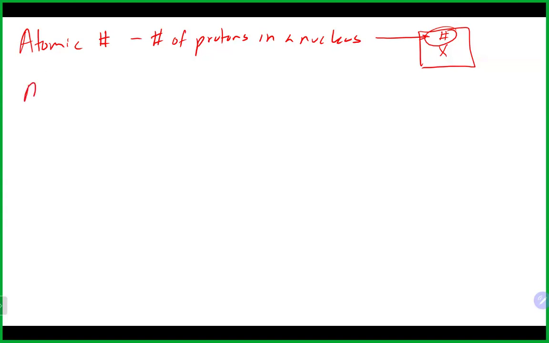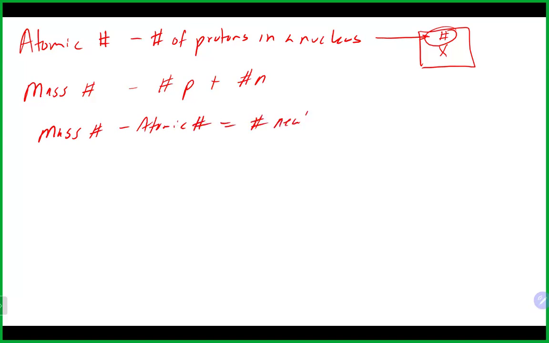That's not to be confused with the mass number, and the mass number is the number of protons plus the number of neutrons there are. And you could use both of those things: if you take the mass number and subtract the atomic number from it, that will give you the number of neutrons. So you could use the mass number minus the atomic number.